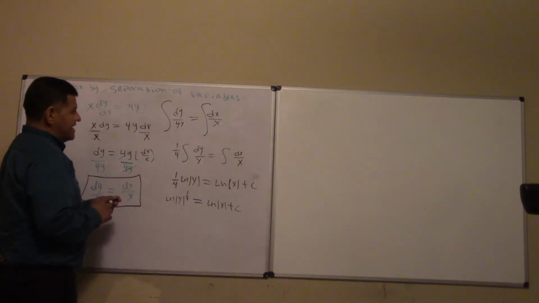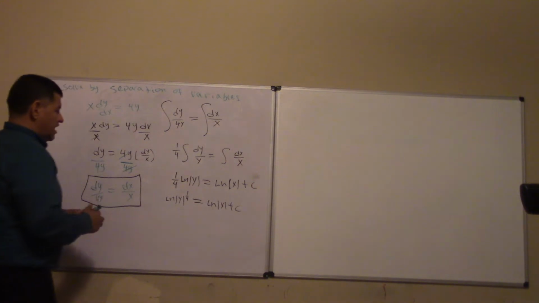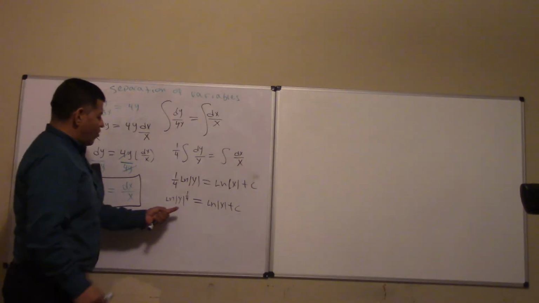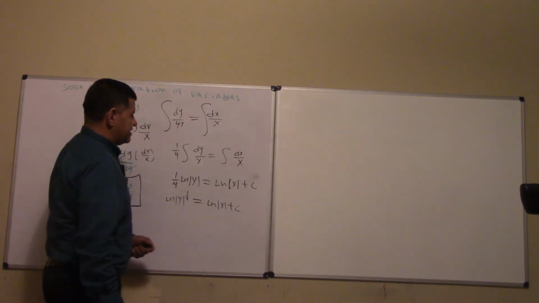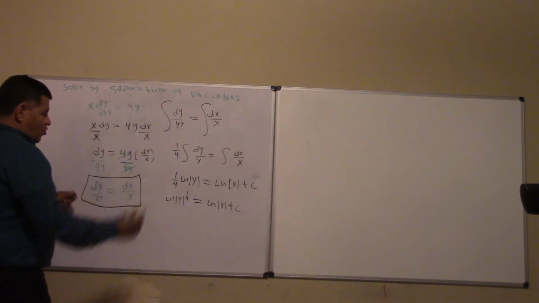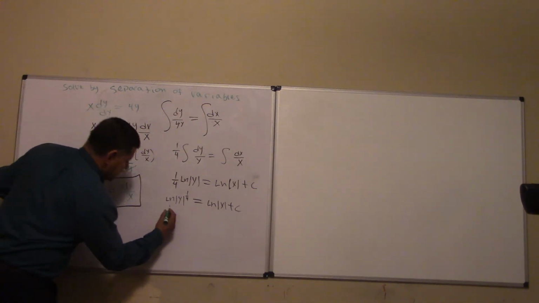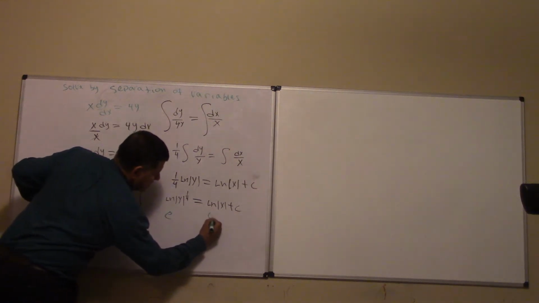Okay, now the next step is to get rid of the ln. I need to solve for y somehow, so I need to get rid of the ln on both sides. So what I can do here is take the e on both sides, right? Take the e here.